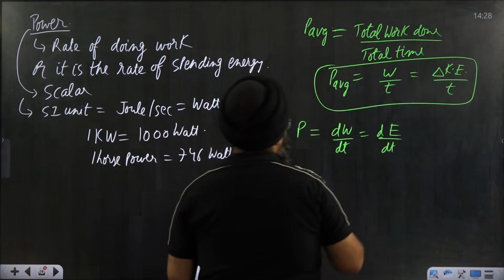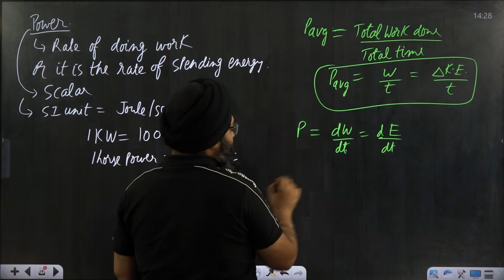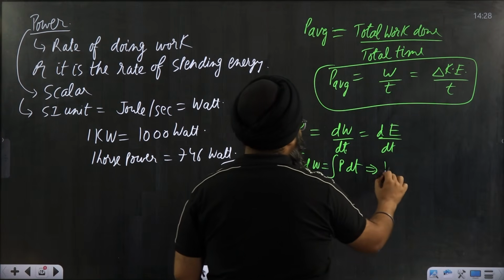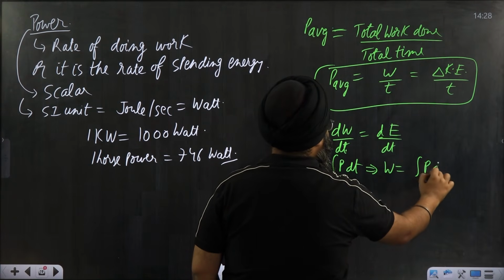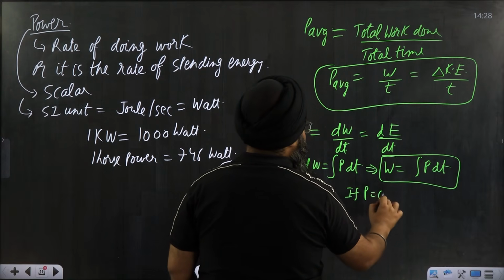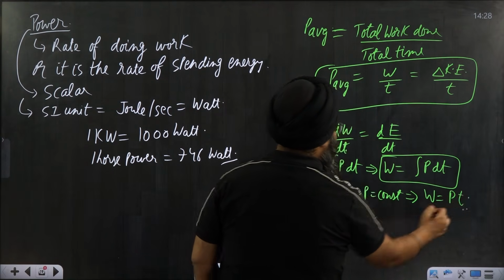Now one more thing: if you draw a graph between work and time, the slope of the work-time graph will give you power. And if you want to know the total work done, dW can be written as P dt. If you integrate it, you will get total work done equal to the integration of P dt. If the power is constant, then you can take that power outside and the work done will be power multiplied by time.